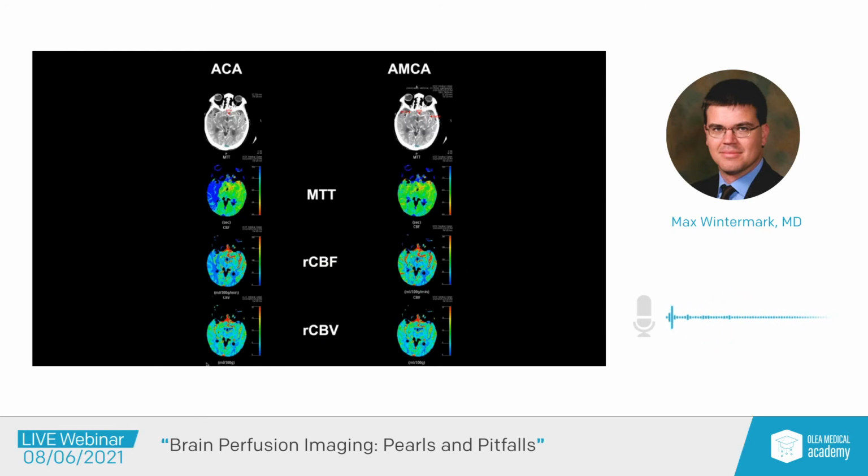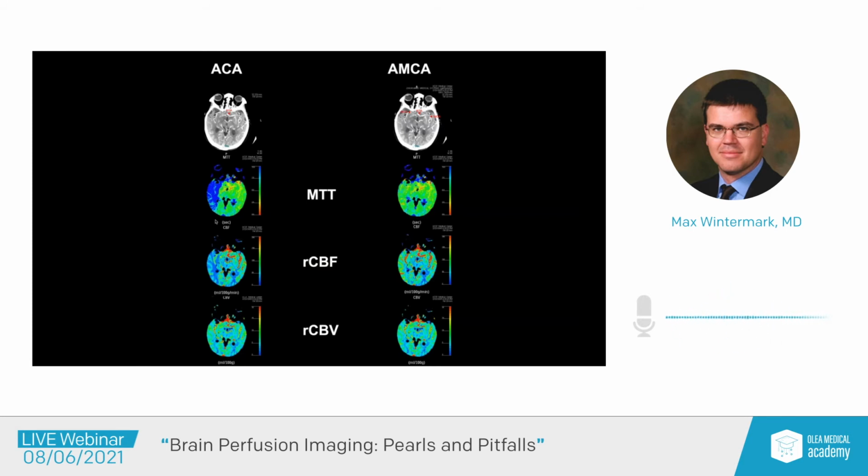You can see that at this point it's relatively well compensated, and that's why the patient is not having any symptoms. But if you look at those maps very quickly, you could be fooled into thinking that the patient has a right MCA stroke, which is not the case.